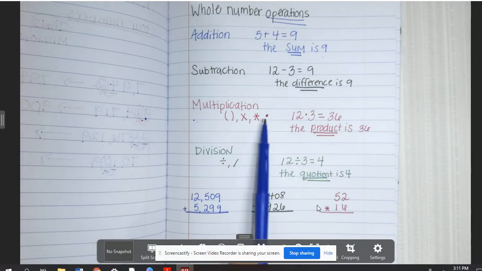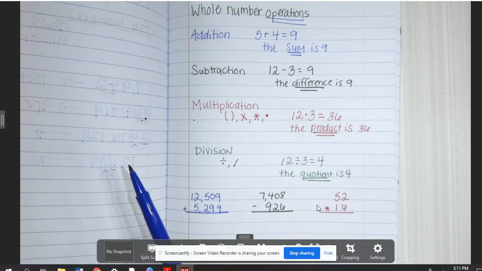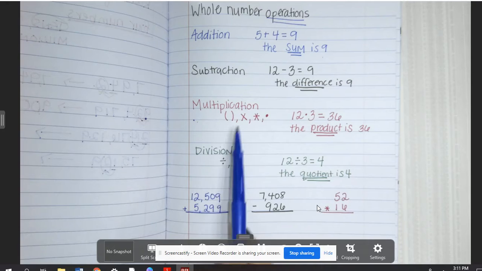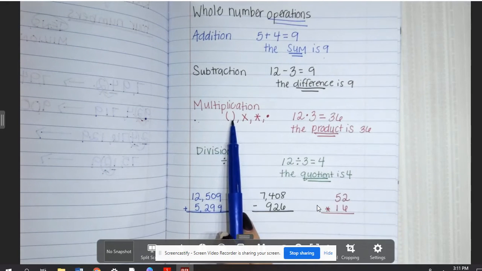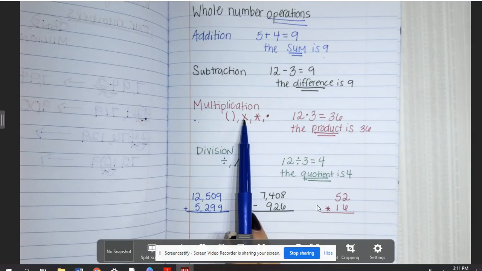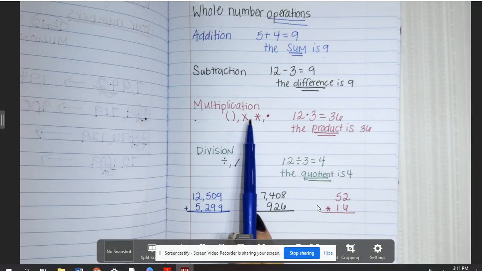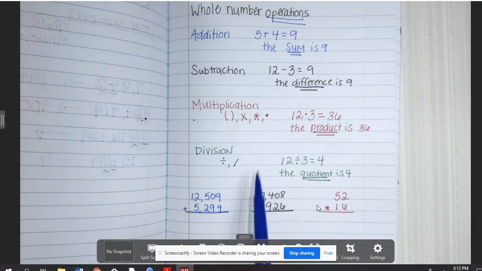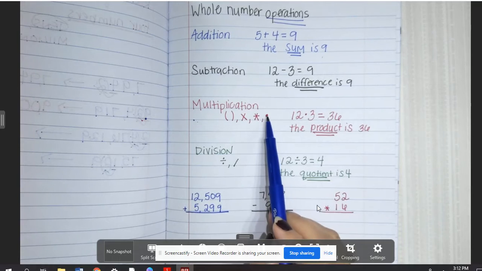Now you're going to see these weird symbols over here. These are other ways to show multiplication. We have parentheses here. We have the traditional X, which is what you're usually used to. Then we have a little asterisk here. And then we have a dot, like a little circle that goes in the middle of your page.